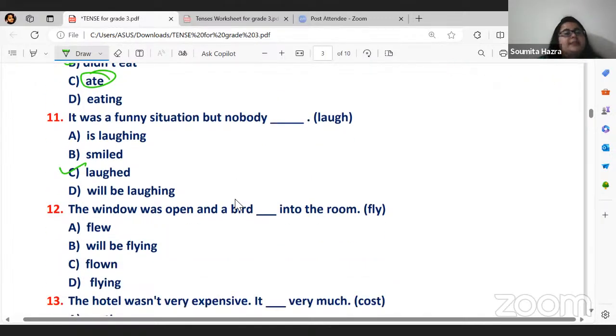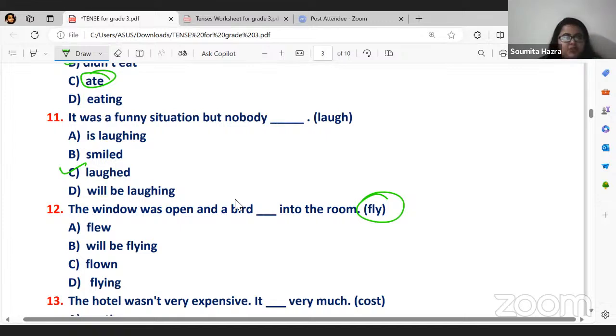Acha. Number 12. The window was open and the bird dashed into the room. The verb is fly. Number 12. Fast, fast, fast. If we can complete this fast, then we can do another worksheet.